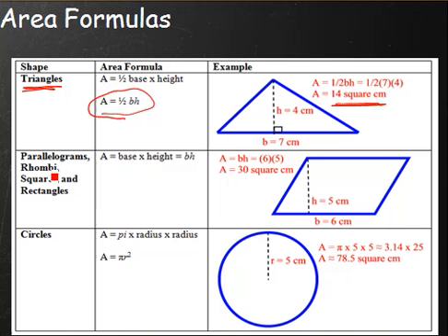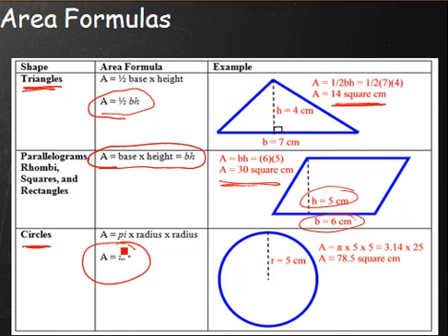For parallelograms, including squares and rectangles, the area is just given by base times height. So in this parallelogram, we have a height of 5 and a base of 6. Therefore, the area of this parallelogram is 6 times 5, or 30 square centimeters. Circles have an area formula of pi times the radius squared. Therefore, in our circle with a radius of 5, our area is pi times 5 squared, and 5 squared is just 5 times 5, or 25. So this is approximately 3.14 times 25, or about 78.5 square centimeters.